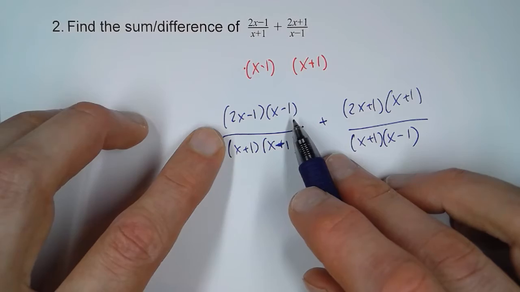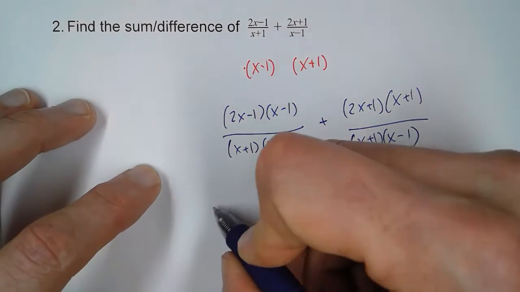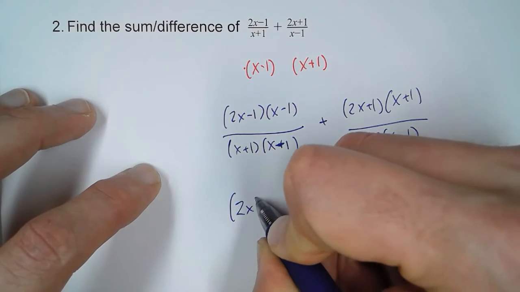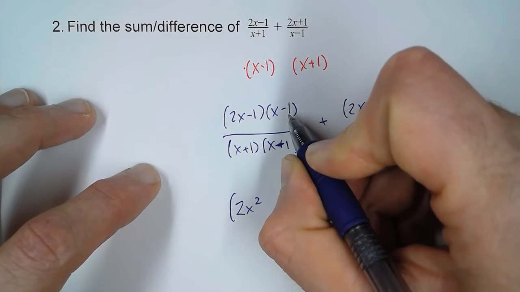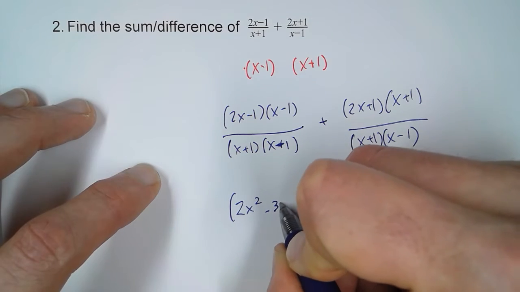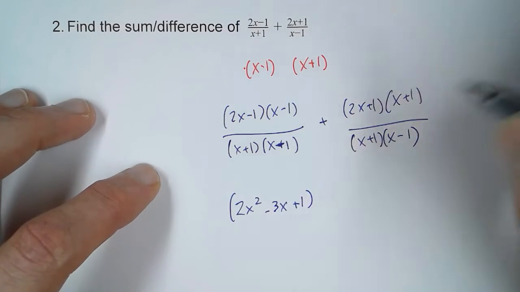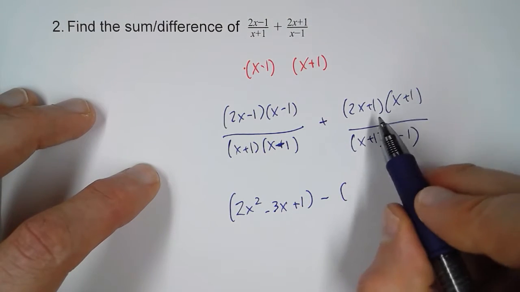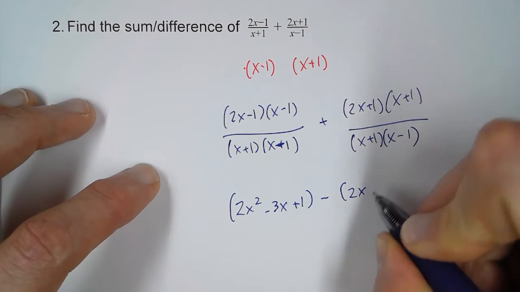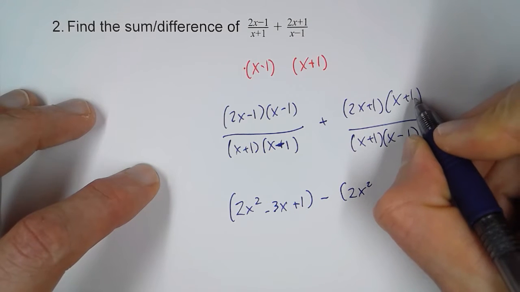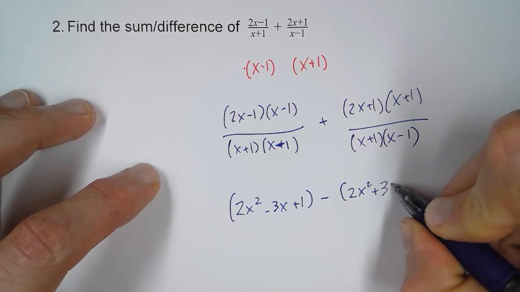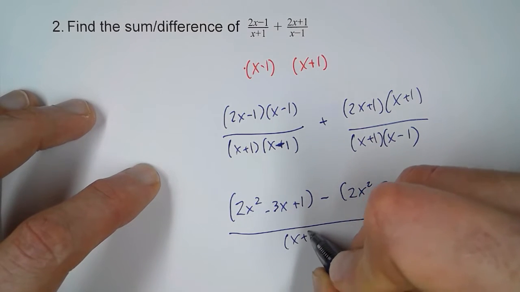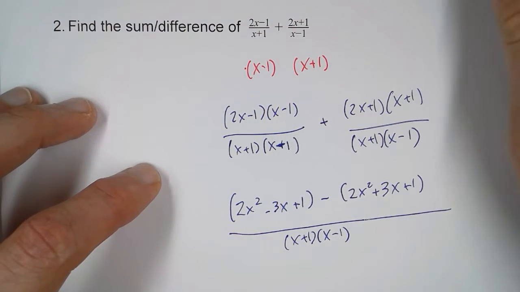Now I'm going to have to expand this out and I'm going to have to expand this out. So 2x minus 1 times x minus 1 is 2x squared, 2x times 1 is negative 2x, minus 1 gives us minus 3x plus 1. Minus, so 2x plus 1 times x plus 1, so that's going to be 2x squared. 2x times 1 is 2x, 1 times x is 3x altogether, plus 1 all over x plus 1 times x minus 1.